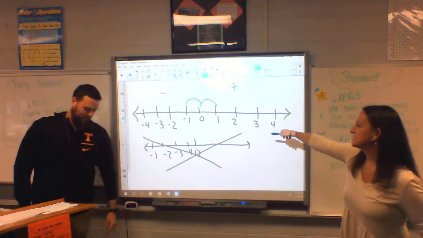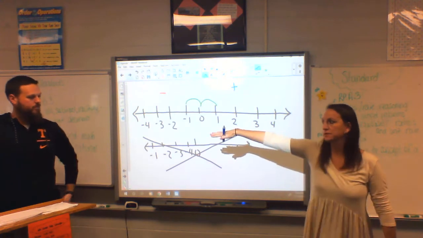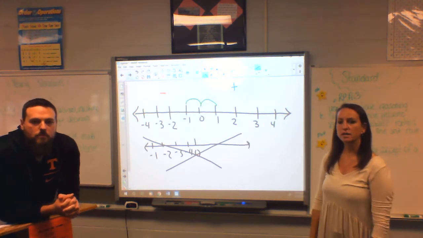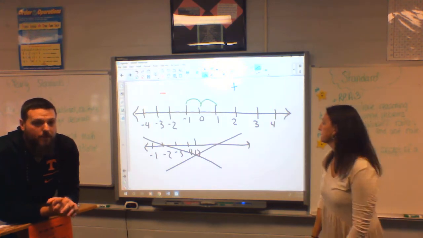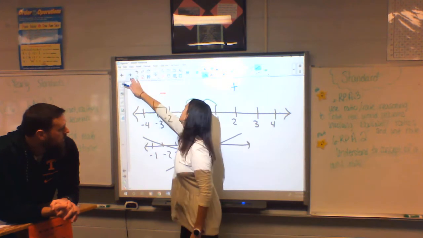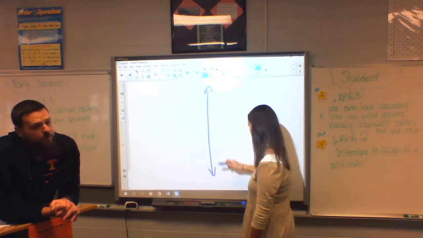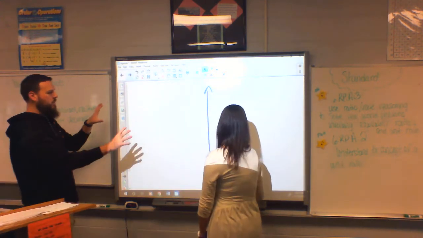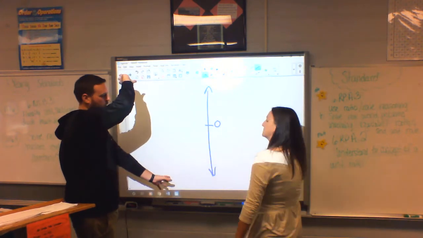So everything Mr. Winstead just did, this is called a horizontal number line because it goes left and right. The one other thing we need to show you is a vertical number line, which means up and down. So guess what? It's just as easy. And if you understood what I just did on a horizontal, all we're doing is taking that horizontal one and flipping it up and down.